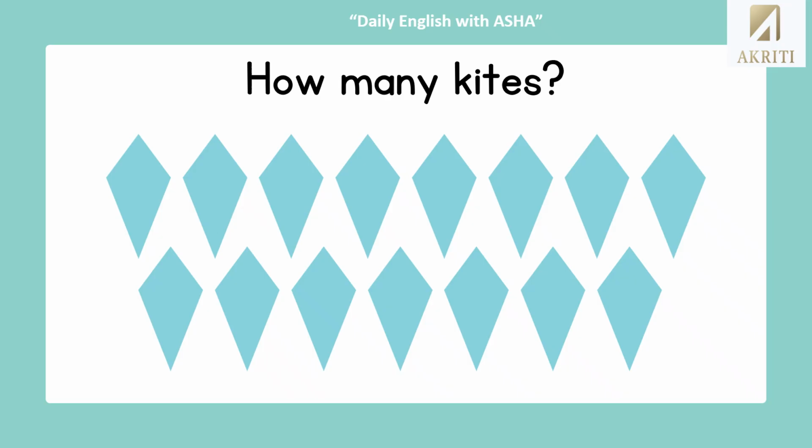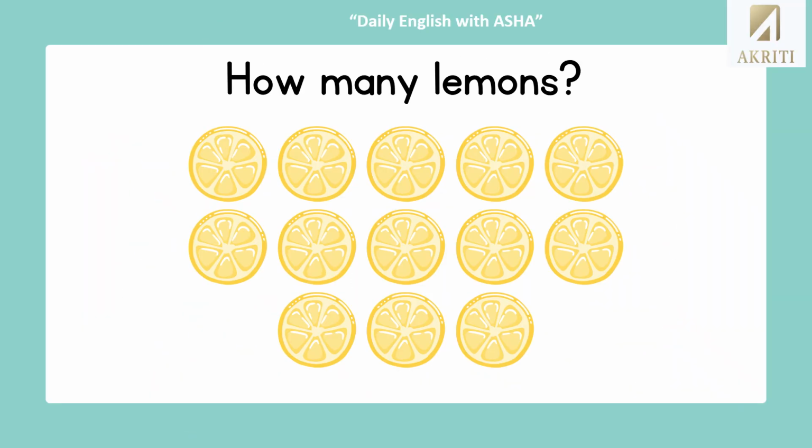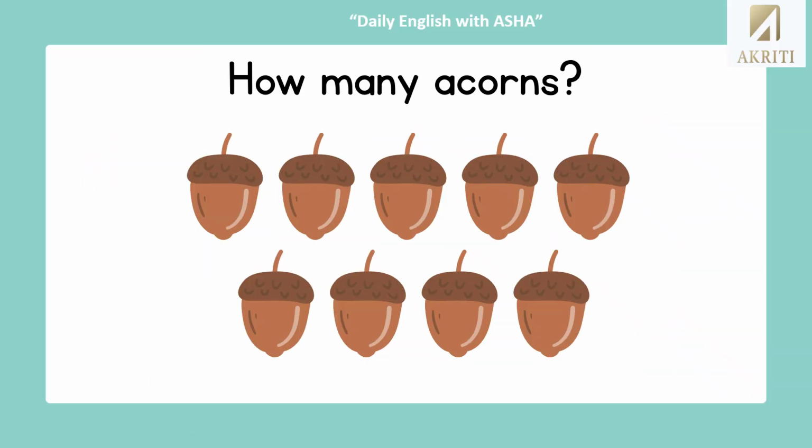How many kites? 1 2 3 4 5 6 7 8 9 10 11 12 13 14 15. Check now. 15. You are right. How many lemons? 1 2 3 4 5 6 7 8 9 10 11 12 13. How many lemons? 13 lemons.